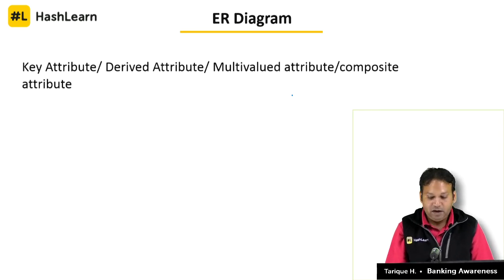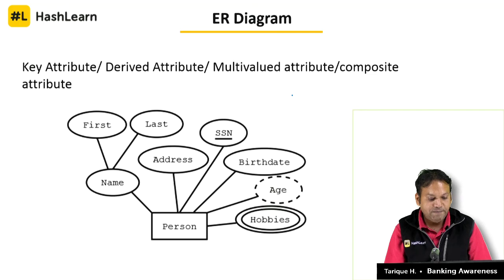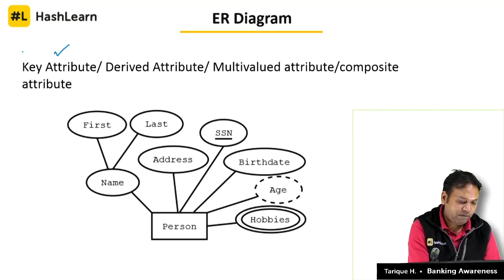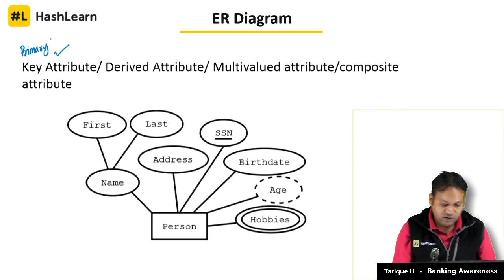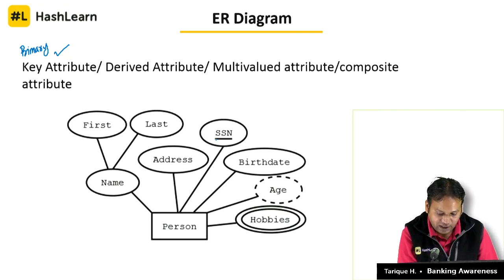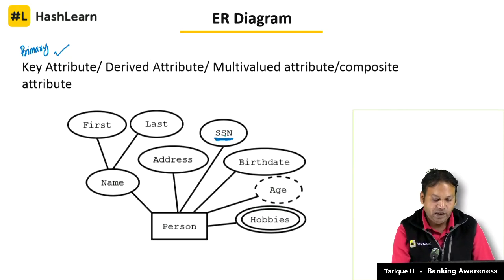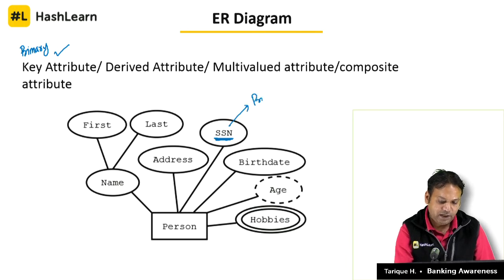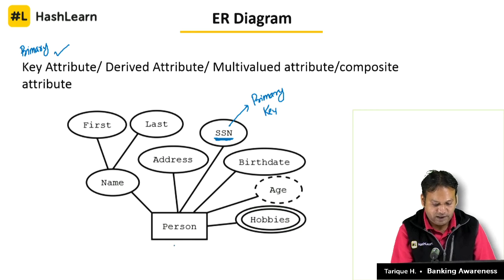All right, let's understand a number of things here. What is a key attribute? When we say key attribute, we say primary key attribute. So how do we show the primary key attribute? By underlining. So if you underline an attribute, it means this is my primary key. This is my primary key. This is a table. Name of the table is person, and person has got a number of attributes.